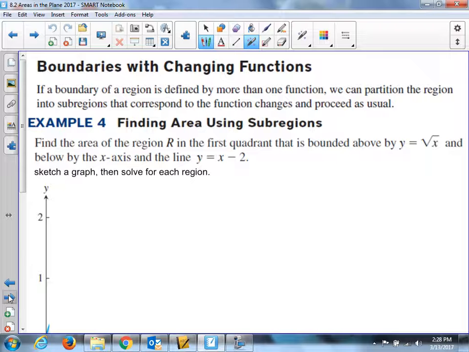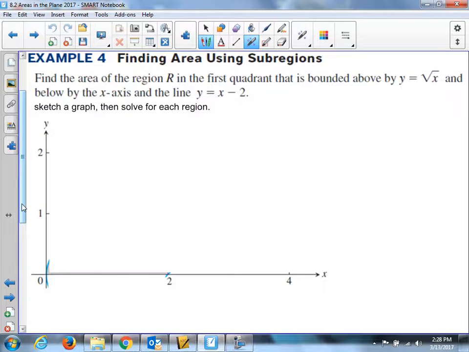Boundaries with changing functions. Changing functions, what's he talking about? Well, let's see. Page 3. If a boundary of a region is defined by more than one function, we can partition the region into subregions that correspond to the function changes and proceed as usual. Now, let's take a gander at this. Example 4, using subregions. So you can cut it up, and we know this. You can cut up integrals into 2 or 3 parts, as many as you need.